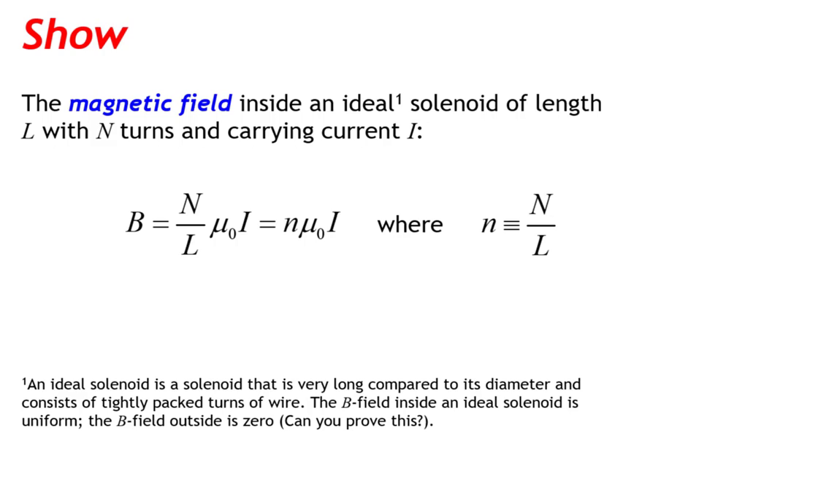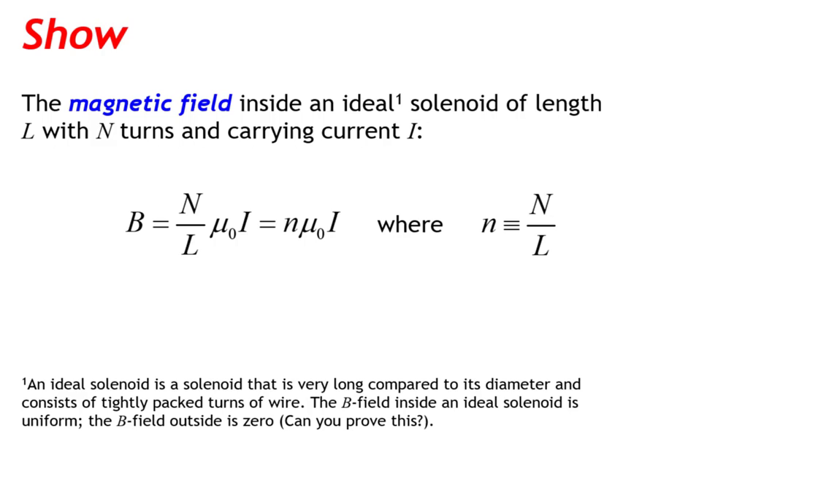In this video, we're going to show that the magnetic field inside an ideal solenoid of length L with N turns and carrying current I is given by the ratio of the number of loops per length of the solenoid times the permeability of free space mu naught times the current through the solenoid.